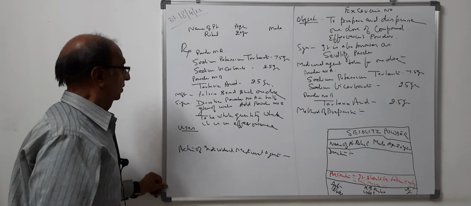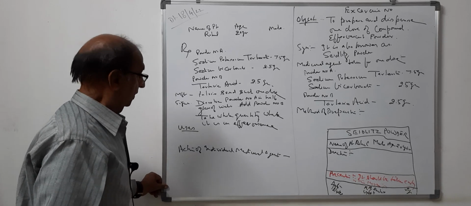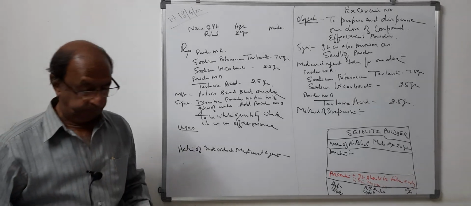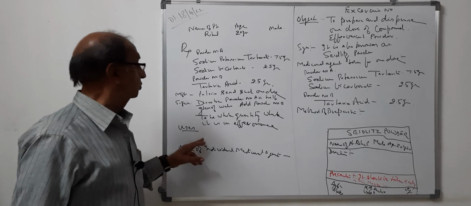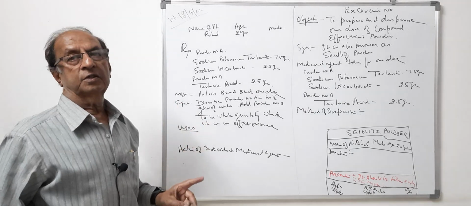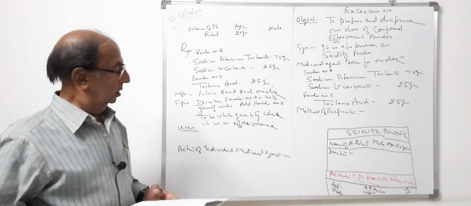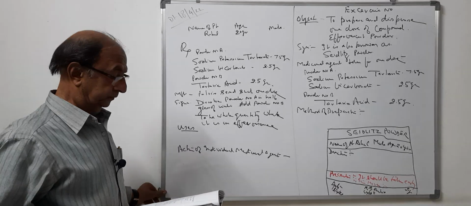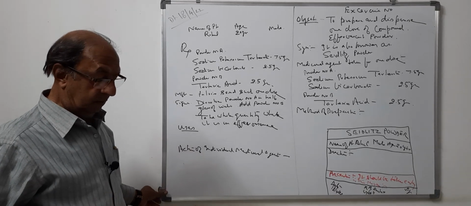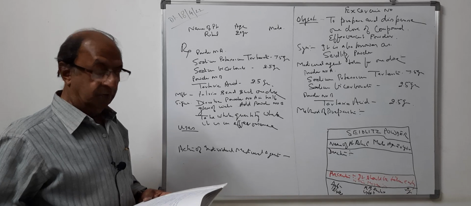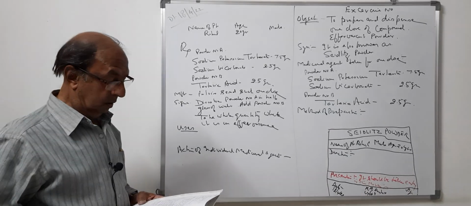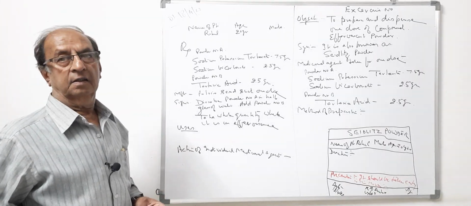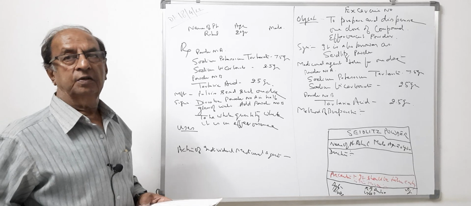Usage, it has got variable usage. Tomorrow I will dictate in the practical class. I will just narrate here. This powder is used in functional constipation. Constipation which is functional, what it is, I am just going to tell you. Second, it is used as purgative for preparation of the bowel before surgery or endoscopy of GIT tract. This particular preparation is given for this purpose.